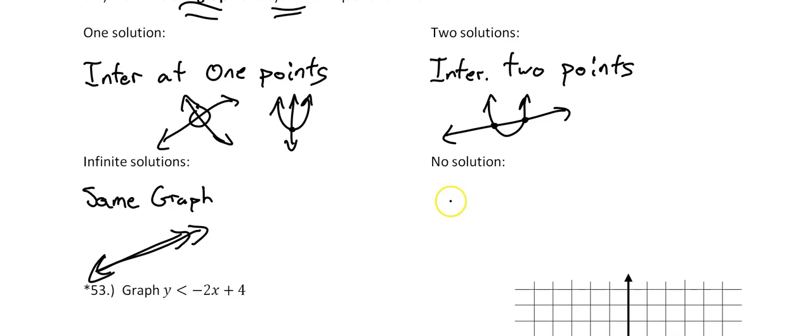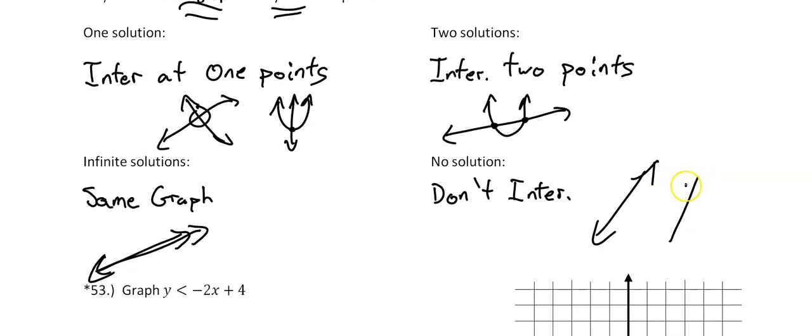And then no solution, this is when the graphs don't intersect, okay? And really for the purposes of lines, this is when we have parallel lines. So we have two lines that kind of look like this. Oh, that was terrible. Those don't look parallel at all. Let me try again. I can do better. Okay.